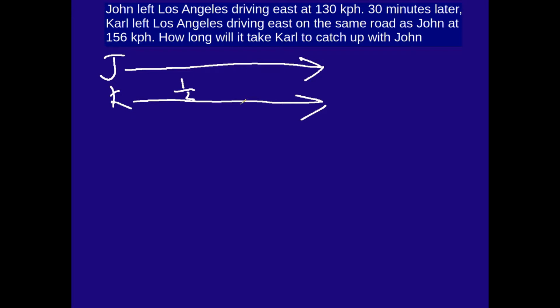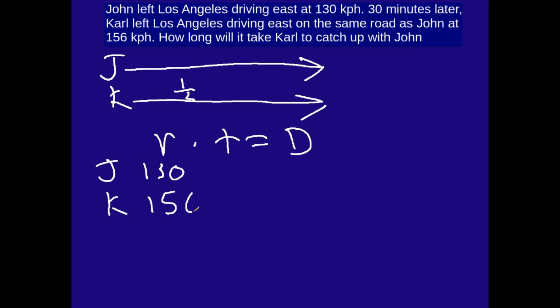And so you should remember that when we deal with a uniform motion type situation, we're dealing with R, which stands for rate, times T, which stands for time, equals D, which stands for distance. That's how it works out. So I've got John over here, and I'm going to make my table. This should be familiar. John is traveling at a rate of 130 kilometers per hour. Carl is going at 156 kilometers per hour.